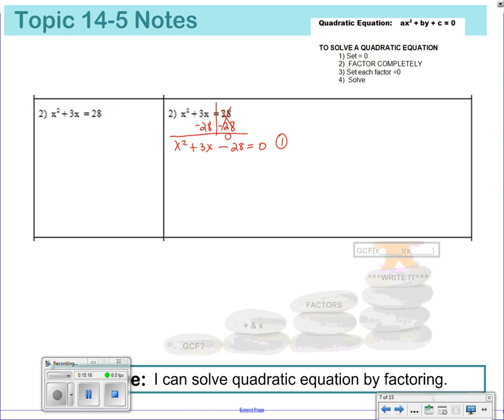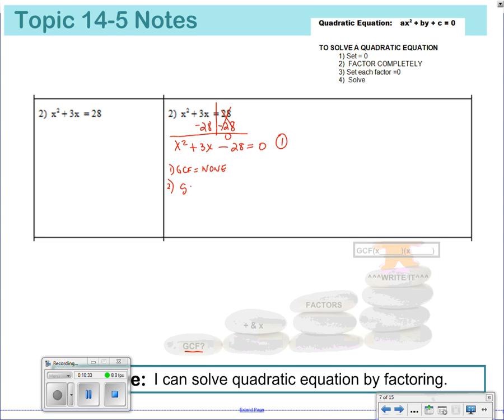I'm going to use my little visual I have here. So the first thing I'm going to look to see, do I have a GCF? And in this case, there is none. There's no number in front of the x squared, so there is none. The second step is to find our sum and our product.